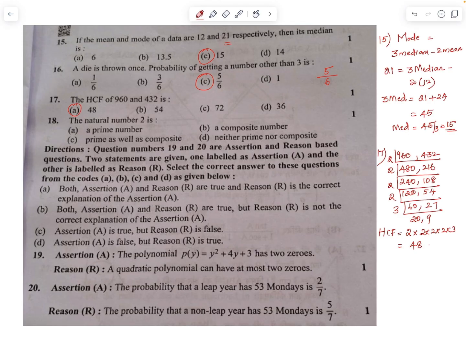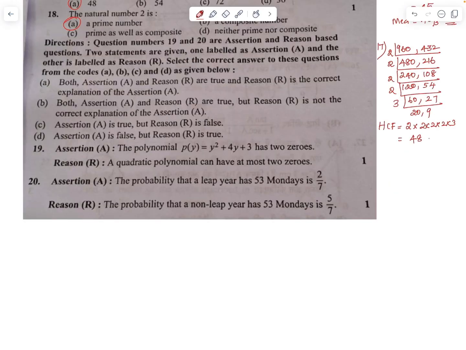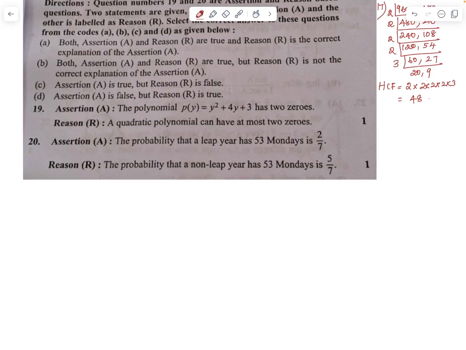The natural number 2 is a prime number. Question number 19 and 20 are assertion reasoning type. Question 19, assertion says the polynomial p of y is equal to y square plus 4y plus 3 has two zeros. So let's check whether that is true or not.